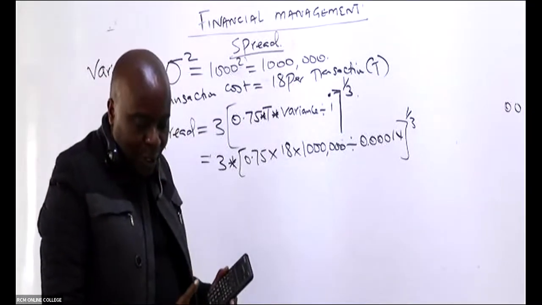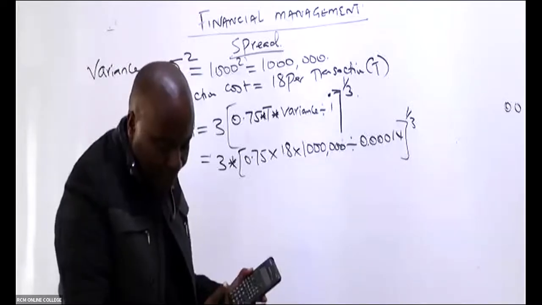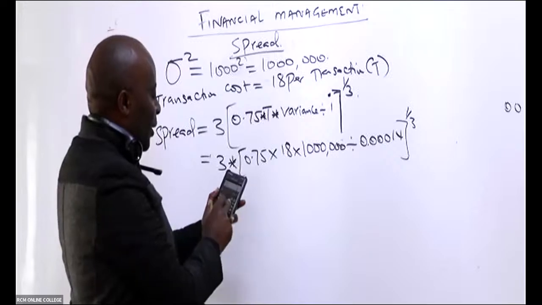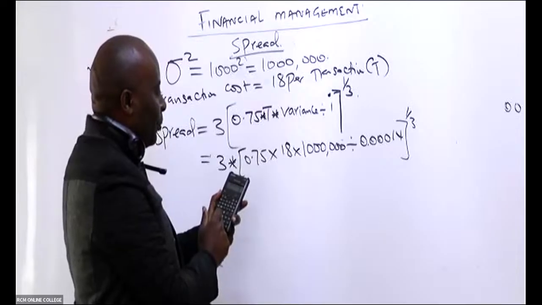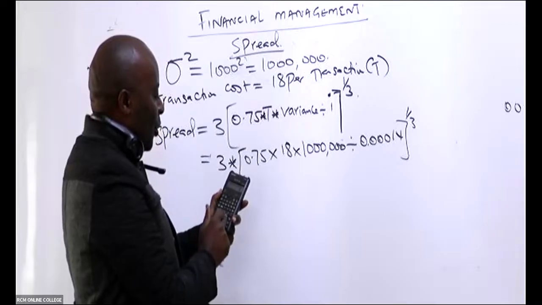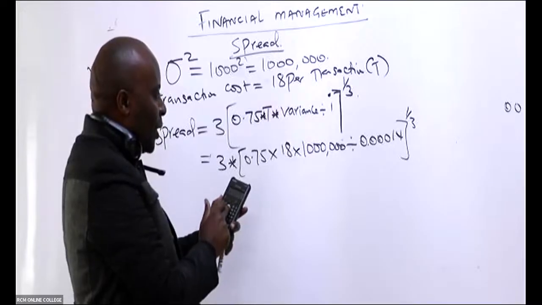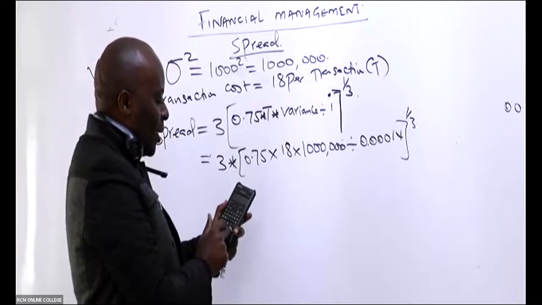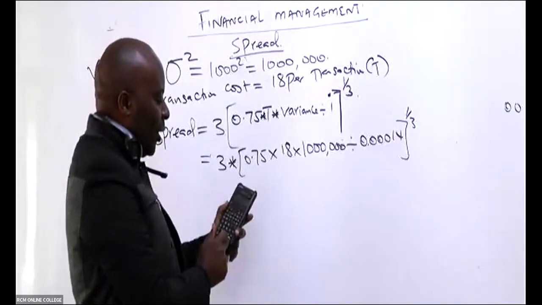So you start with what we have in brackets. We have 0.75 times 18 times 1 million divided by 0.00014. You say equals. Whatever I'm getting, I will say raised to, open brackets, 1 divided by 3, close brackets. Then I say equals.